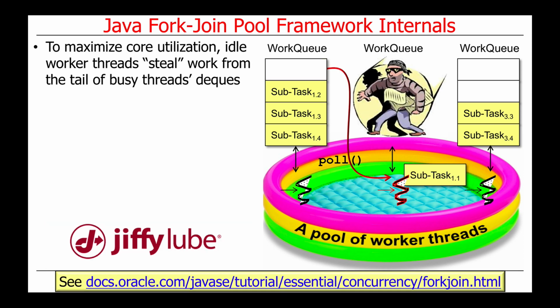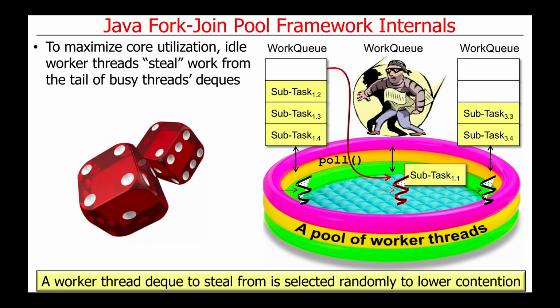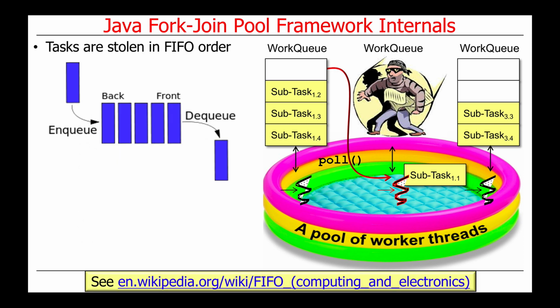Obviously, the fork join pool uses work stealing, so it tries to keep things as busy as possible. The stealing is done randomly, so you don't always try to steal from the same place. You randomly steal from different decks to try to smooth out contention for locks. Tasks are stolen in FIFO order, and this becomes really important to understand when we think about how parallel streams work. And I'll talk about this as we work through the discussion here.